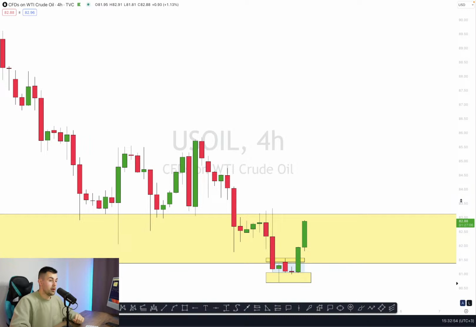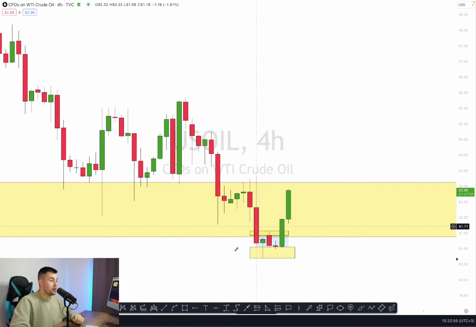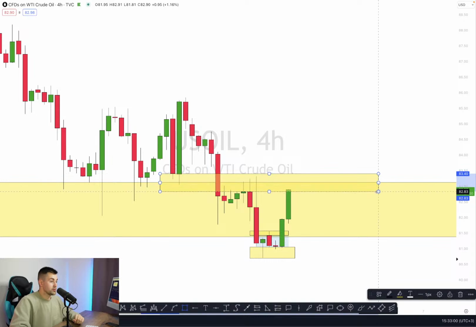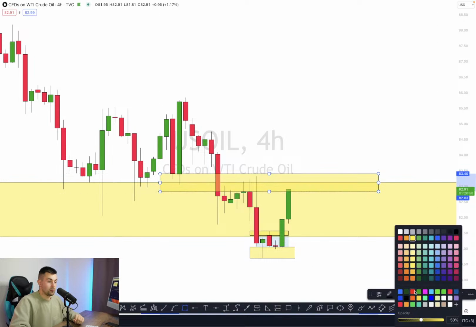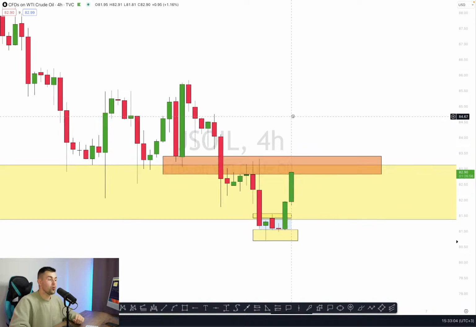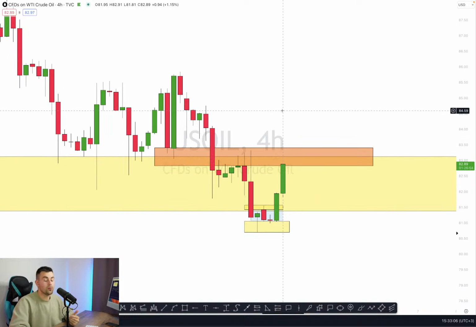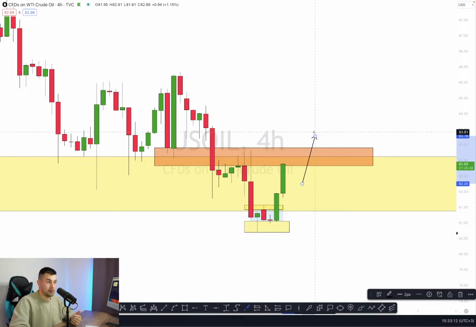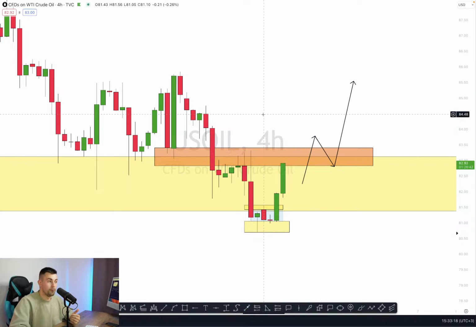And for now, the main focus on WTI crude oil will be that resistance. Let me even change the color for you so you could better see that. That orange resistance for now is the main focus. And if the price breaks and closes above that on a 4-hour, it will be a very important bullish confirmation, and it will push the prices even higher.